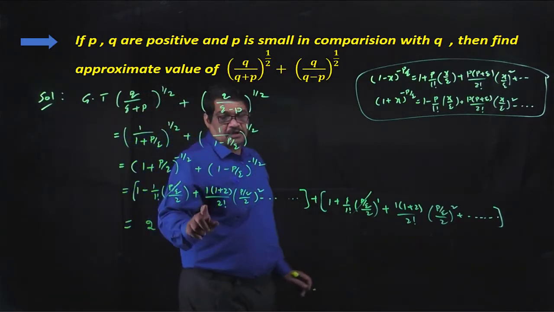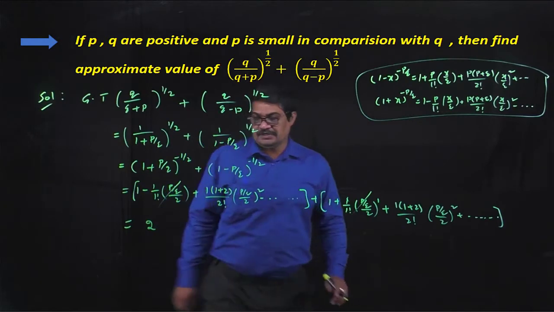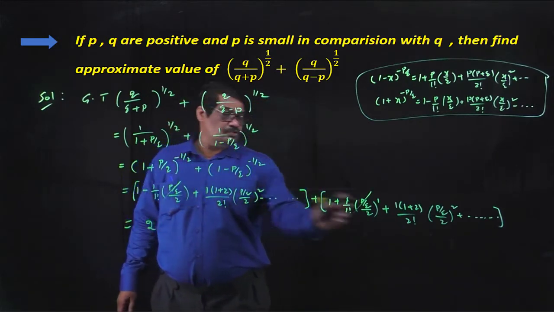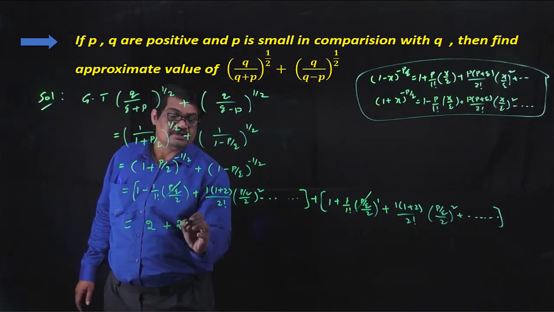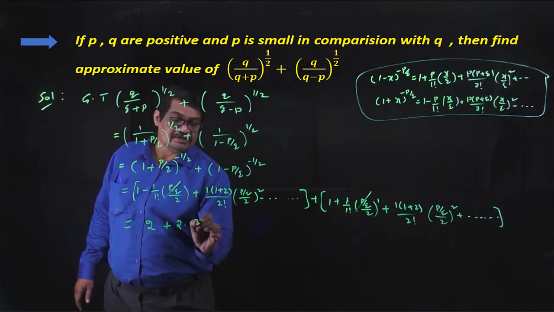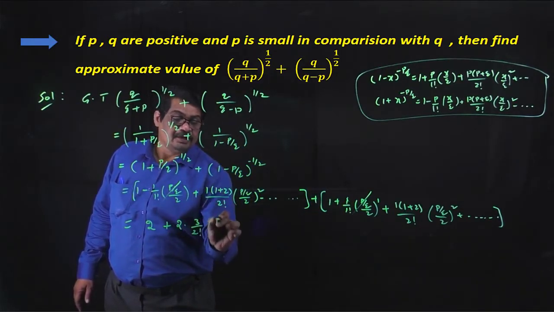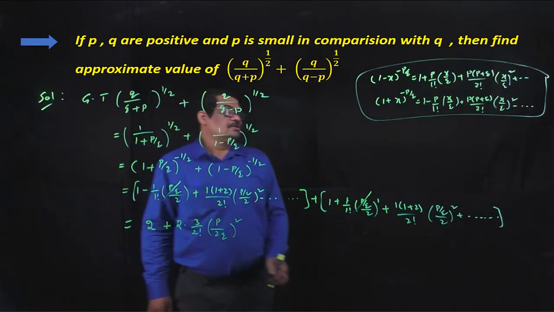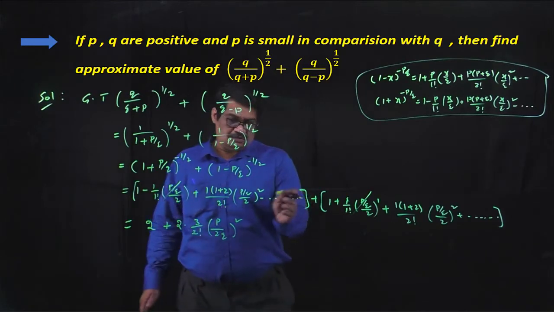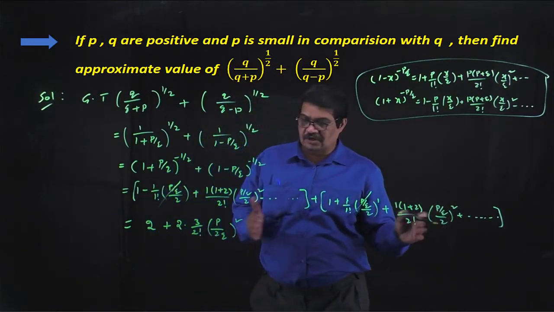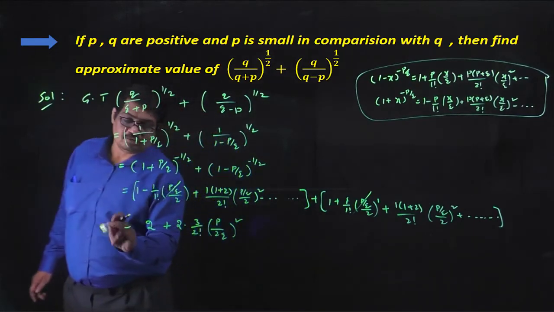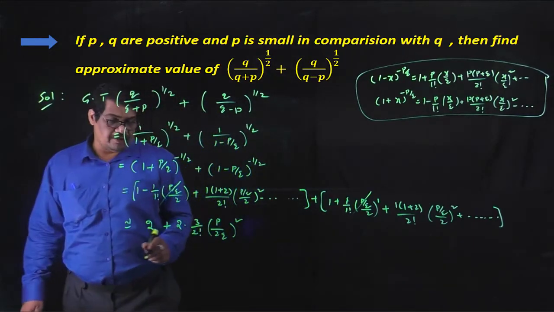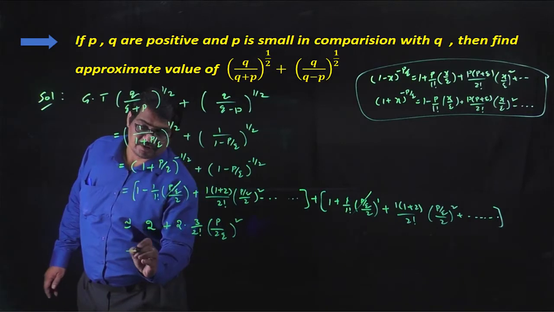Here 1 into 1 plus 2, that is 3 by 2. These two terms are the same. That can be written as 2 times (1 plus 2), that is 3 by 2 factorial into (p by 2q) whole square. Okay, now the remaining terms, up to the third term we are neglecting. Then we are getting the approximate value.